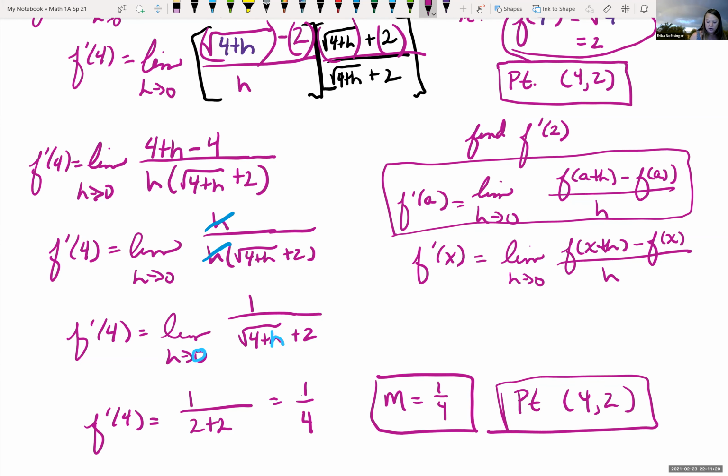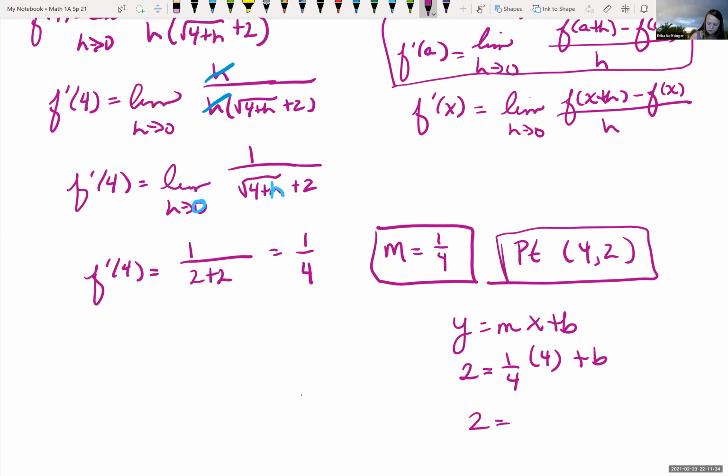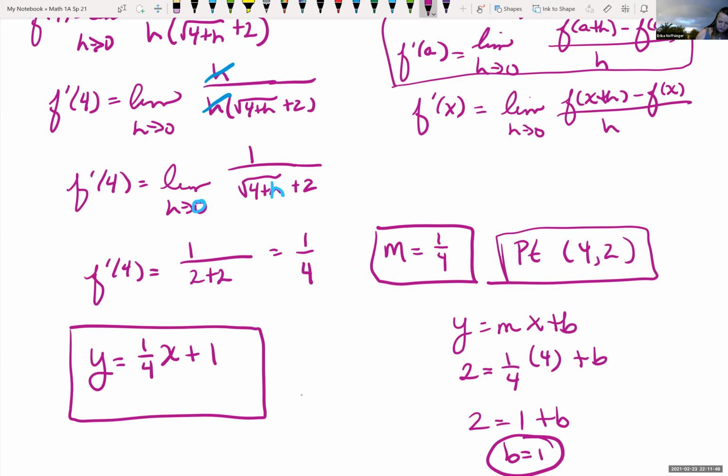And so now we can find the equation of the line really quick. y equals mx plus b. y is 2 equals my slope 1/4 times x, which is 4, plus b. So I get 2 is equal to 1 plus b. Subtract 1 on both sides, we get b is 1. So the equation of the tangent line is y equals our slope 1/4 times x plus 1. And that's what they were asking us to find, the equation of the tangent line at x equals 4 in our case.